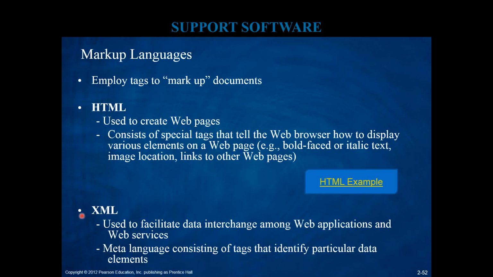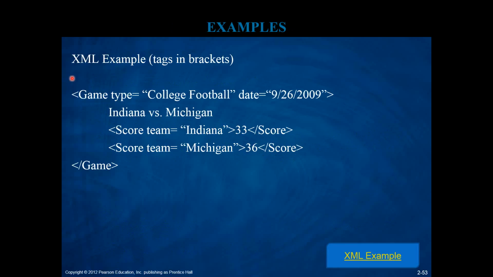Now, you also have XML, which stands for Extensible Markup Language. It seems to be an extension of HTML, because HTML has predetermined tags that are used to describe certain elements of a web page. In XML, you can describe pretty much anything. So here, in the next slide, you have an XML element that is used to describe a game between Indiana and Michigan. And also you have scores and date for that game, and the type of the game, college football.